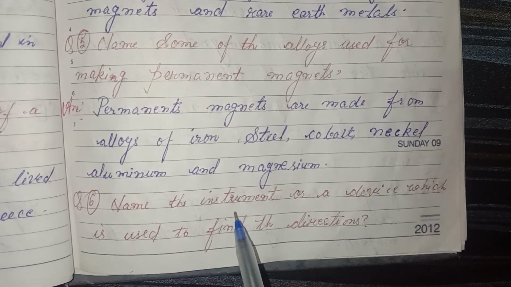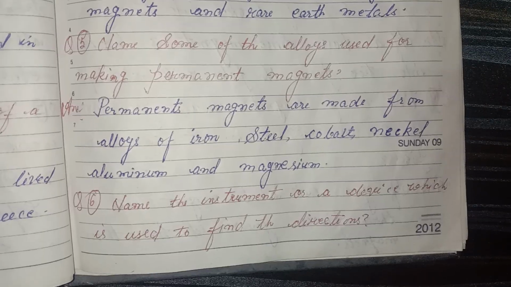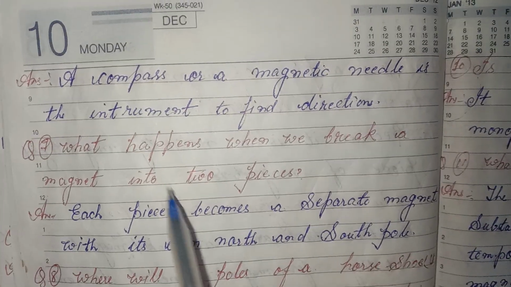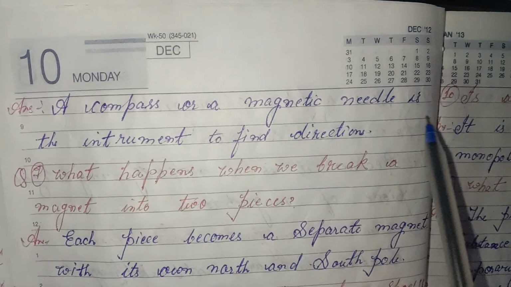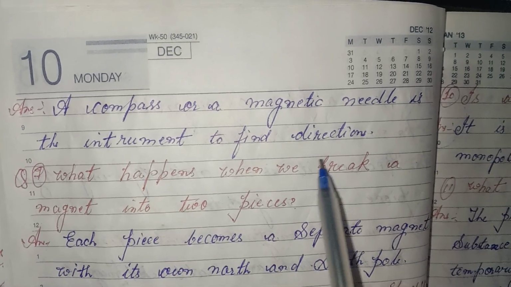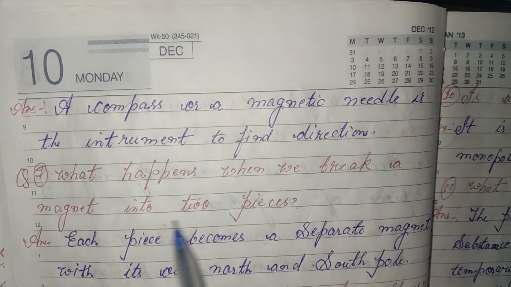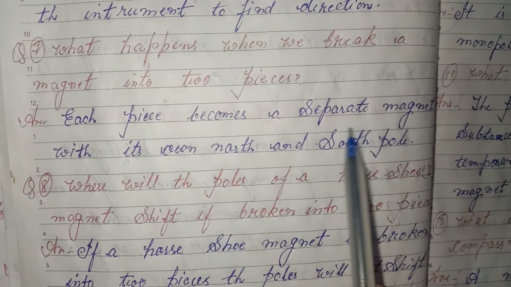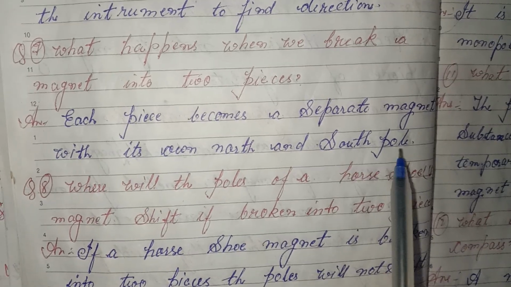6. Name the instrument or device which is used to find the directions. Answer: a compass or a magnetic needle is the instrument to find direction. 7. What happens when we break a magnet into two pieces? Answer: each of the two pieces becomes a separate magnet with its own north and south pole.